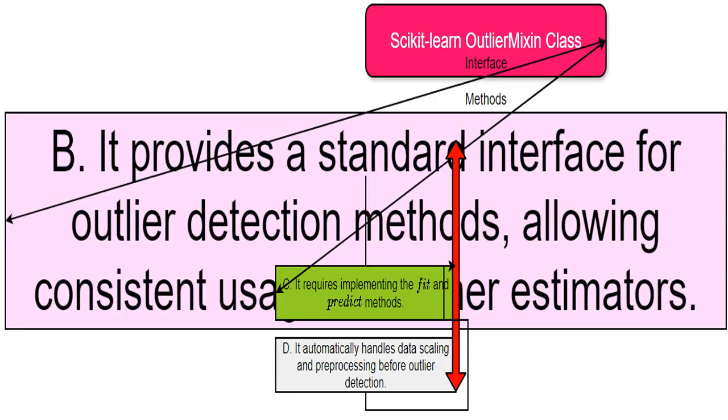This is also incorrect. Data scaling and preprocessing are separate steps that usually happen before you even start using an outlier detection algorithm. OutlierMixin does not include these steps. It's important to preprocess your data before using outlier detection to get accurate results. I see this question as asking you to identify the accurate descriptions of the Sklearn base OutlierMixin class. We'll examine each option carefully.